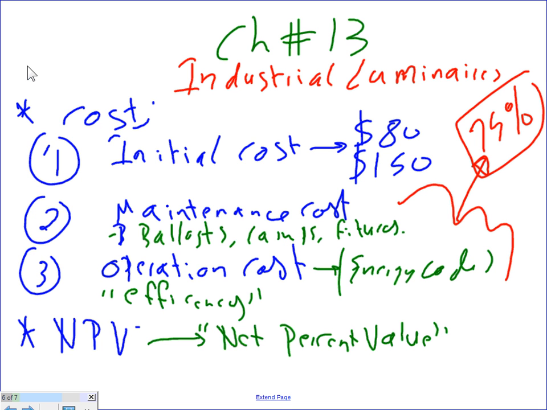Let's go directly into the next chapter. Okay, so special consideration and characteristics. So the first thing we're going to do, consideration is the cost. Initial cost. Initial cost is day one. Is it an expensive fixture?